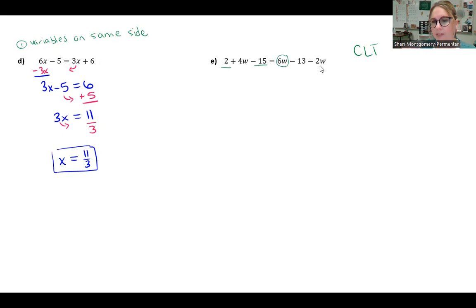And so when we combine like terms on the same side, we're not going to change any signs. They stay the same. So for this one, I have -15 and I'm getting 2 more positive. Yep, -13. Good job. On this side, I have 6 and I'm subtracting 2. Very nice.